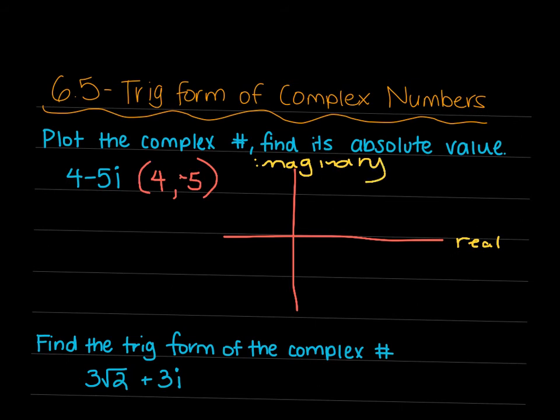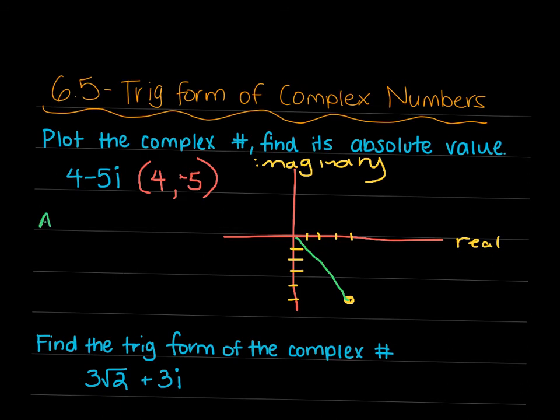So I would go 4, 1, 2, 3, 4, -5, 1, 2, 3, 4, 5. And it's just a point, so it stays just the way that it is. The second part of this said find its absolute value. So remember, the absolute value is the distance from the 0, 0 to that point. We could have set up a triangle, done Pythagorean theorem to find it, or treat it like it's a vector, found the magnitude. Either way, you get the same formula.